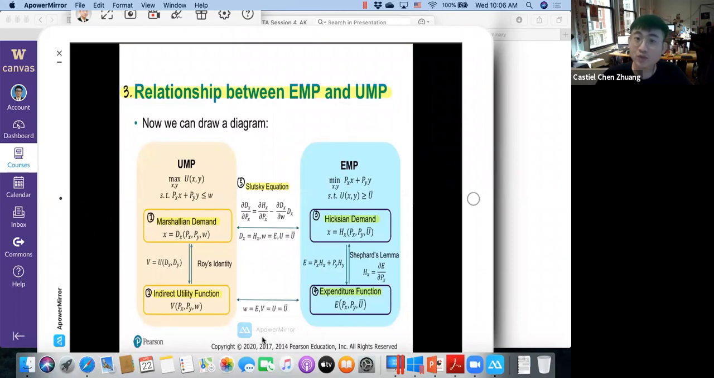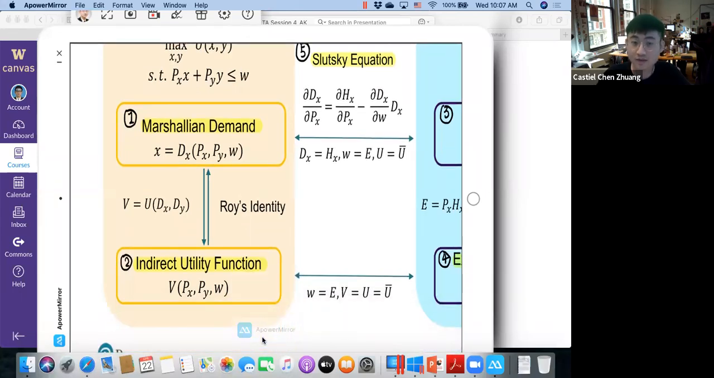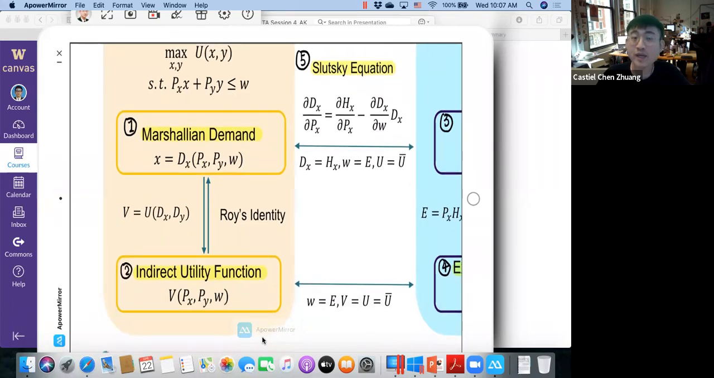In the UMP, we try to maximize your utility while fixing your budget. And in EMP, we try to minimize your expenditure while fixing your utility target or goal. And then we solve the UMP and obtain X and Y star. That's actually the Marshallian demand or uncompensated demands. So when you plug the values of the Marshallian demands back into the utility function, then you get the indirect utility function, if you know what Px, Py, and W are.